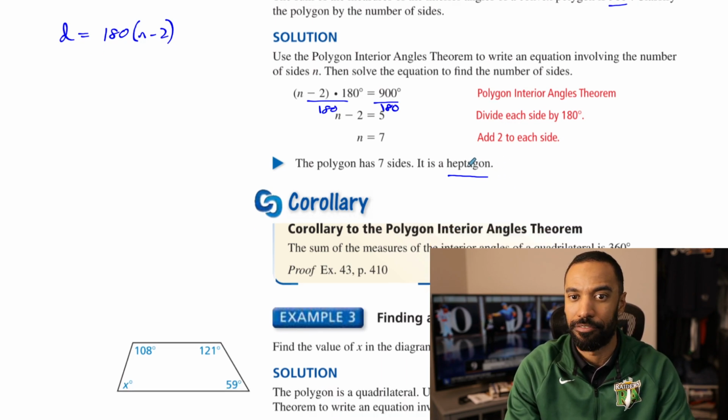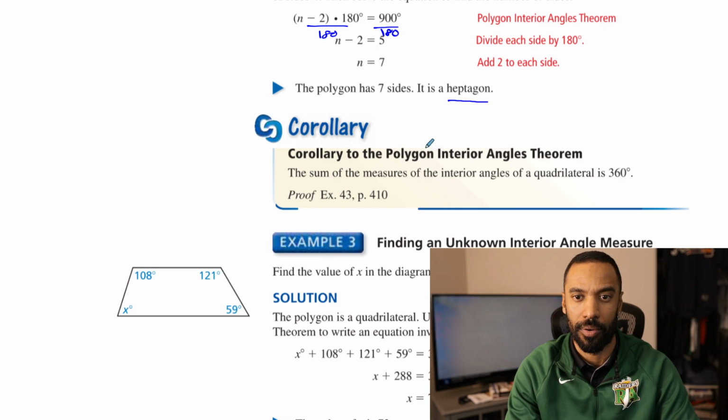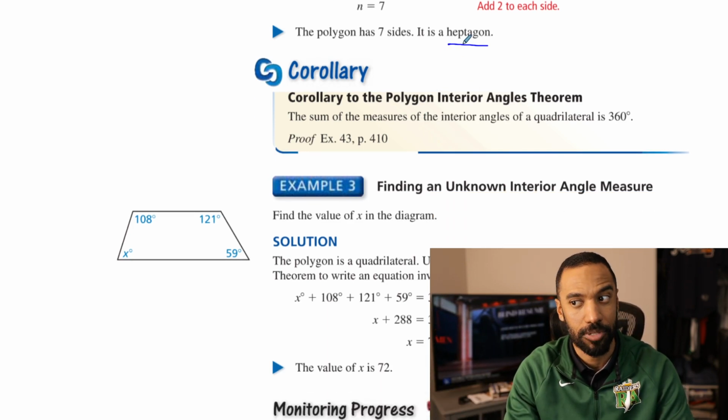I don't know if they're going to have you name some of the shapes here. I'm going to for you if they don't, or they assume you already know it. But triangle, quadrilateral, pentagon, things like that. It's a heptagon for a 7-sided shape.